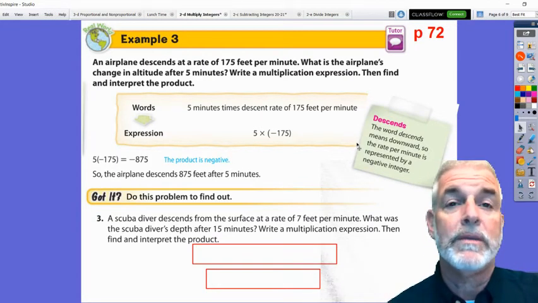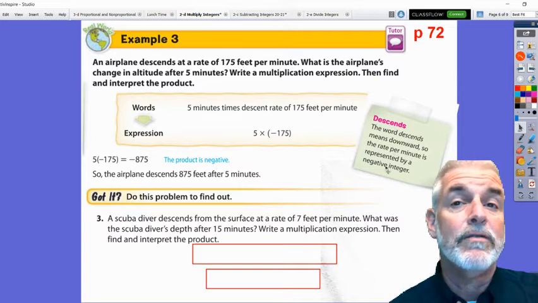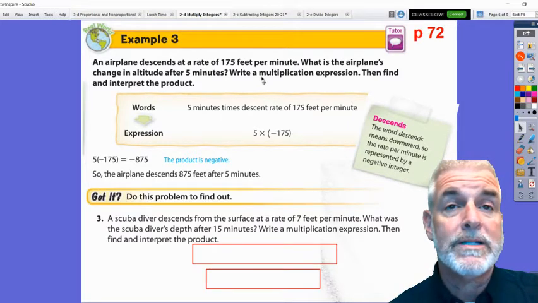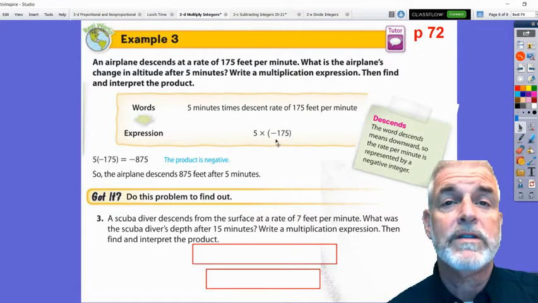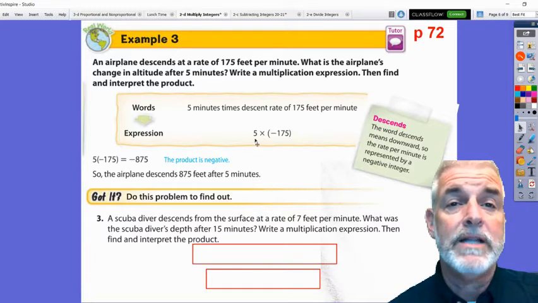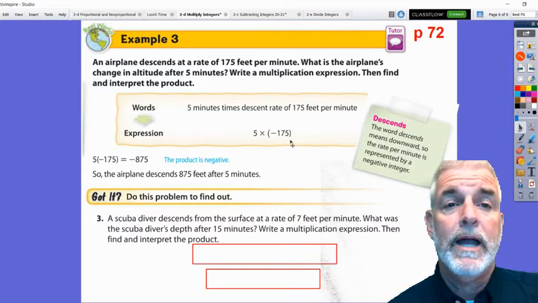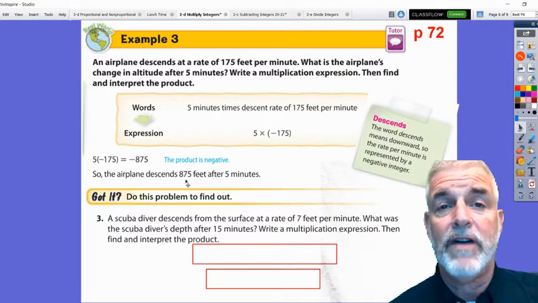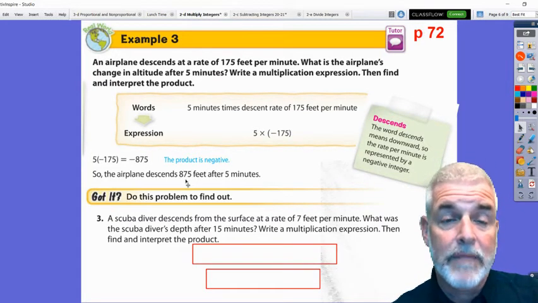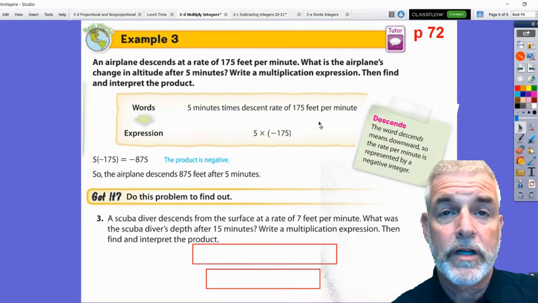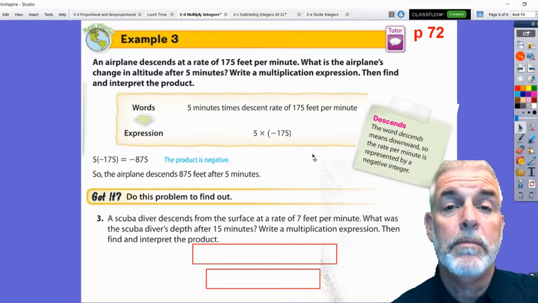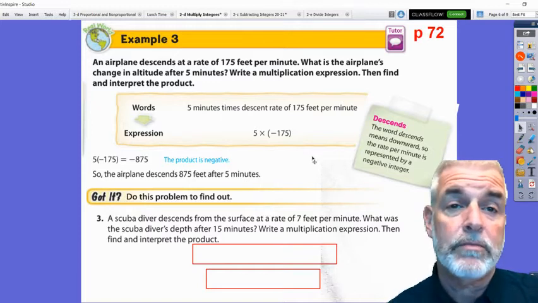So if you have something descending, then it is making a negative change. So descending 175 feet per minute is represented by a negative number. And if it's negative 175 per minute, 5 minutes, multiply those together, and you get that the airplane has gone down 875 feet in that 5-minute time frame. So that's a real world problem that requires you to multiply positive and negative numbers.